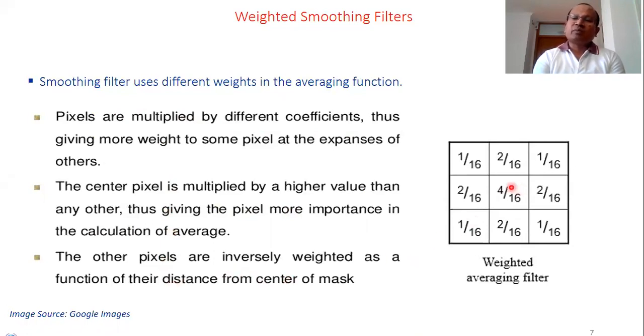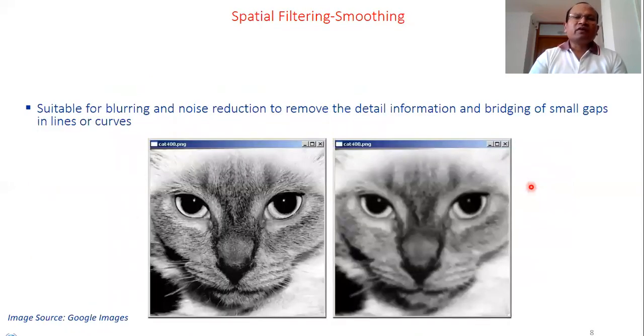Look at here, 4 by 16, it becomes 2 by 16, 1 by 16, 2 by 16, 1 by 16, 2 by 16, 1 by 16. So you can see they are inversely weighted as a function of distance from the center of the mask. This 4 by 16 is the highest one. The center is generally assigned the higher value, and as it moves away from the center, the values get reduced. So this is the smoothing filter.